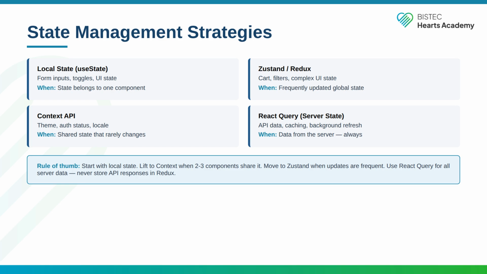React Query is for server state, data that comes from an API. This is the biggest mindset shift. API data is not application state. It's a cache of remote data. React Query handles fetching, caching, background refresh, and optimistic updates. Never put API responses in Redux or Zustand. Use React Query. The rule of thumb: start local, lift to context when shared, move to Zustand when updates are frequent, and use React Query for all server data.